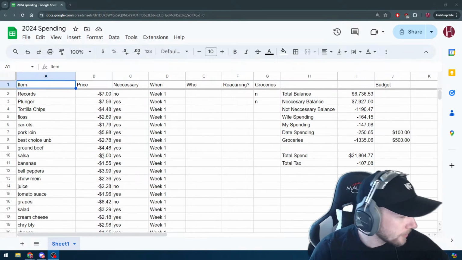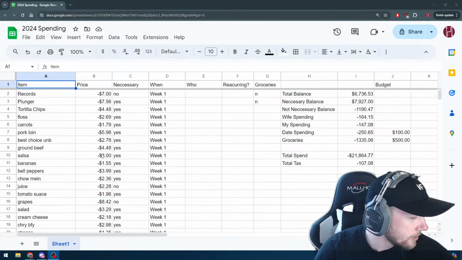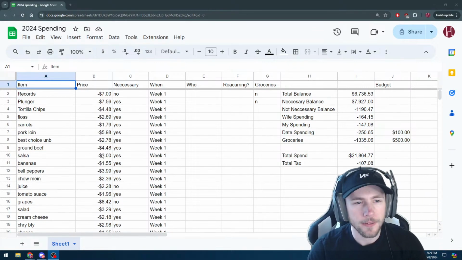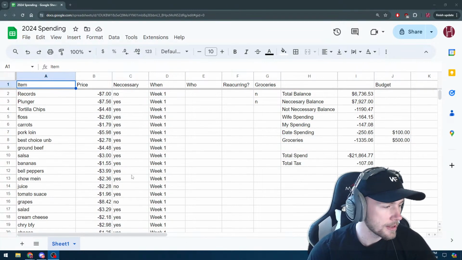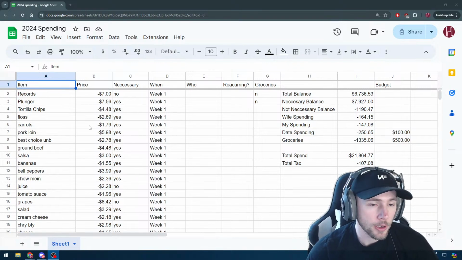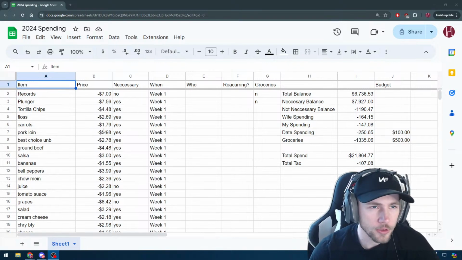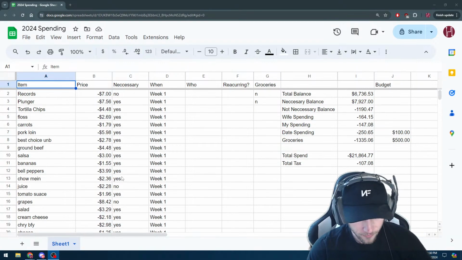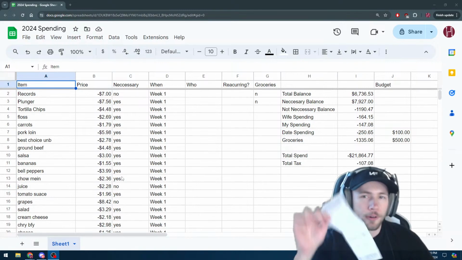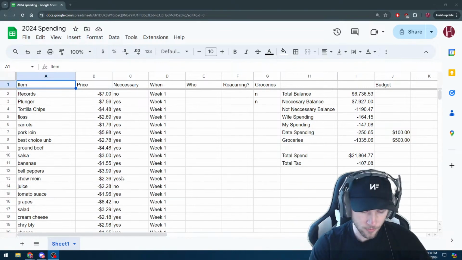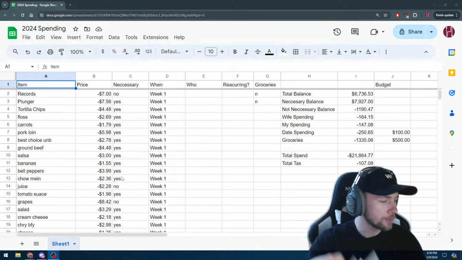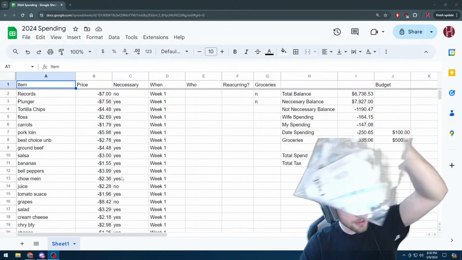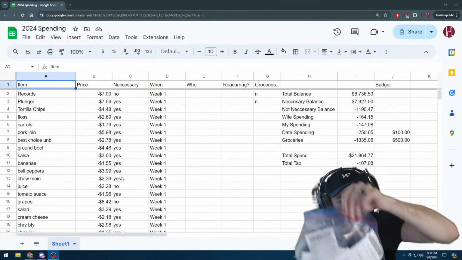So, just to let everyone know, if you haven't seen any of the videos, what we've got here is a Google spreadsheet where we're tracking everything that we spend in 2024. Whenever possible, I grab my receipts, whenever shopping, getting gas, anything we spend money on. Then I got a big bag because we are behind.